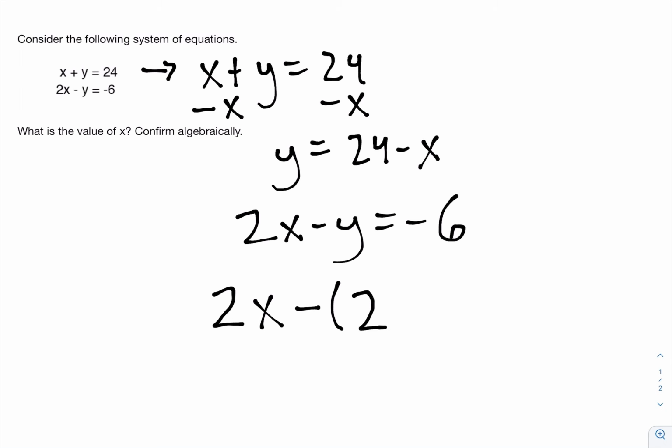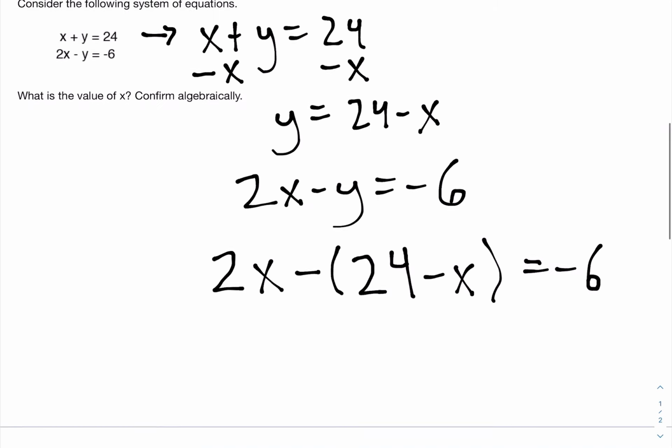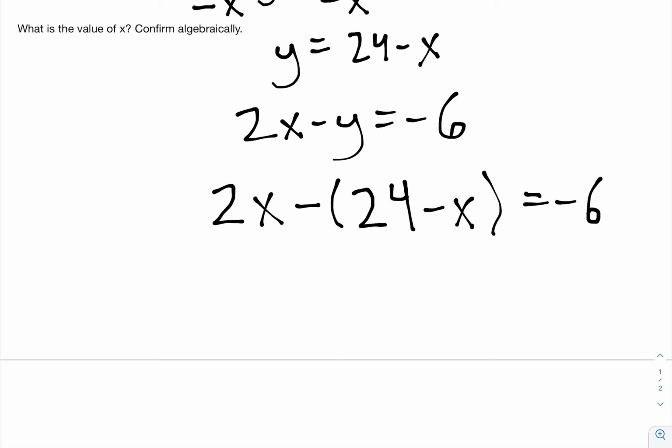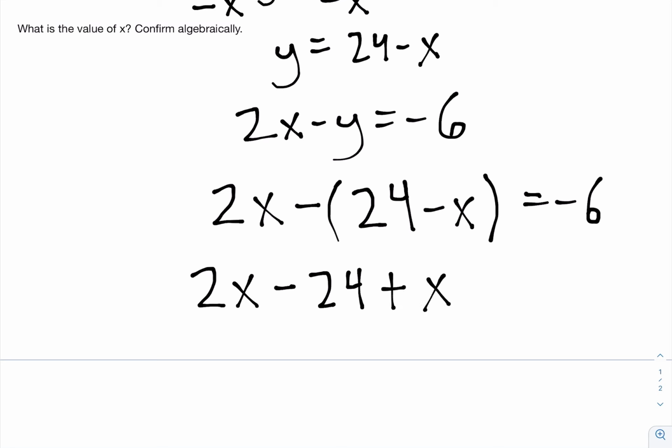So remember, when we subtract y, we're subtracting all of y, all of this quantity. And lots of people mess up here. They forget to put the brackets and they just write minus 24 minus x. That's not what we're doing. We're subtracting all of 24 minus x. So that negative has to distribute into both of these numbers. That's super important. So 2x minus 24, people get that part, but they forget this negative and negative makes a positive. So remember, we're adding x and that equals negative 6 over here.